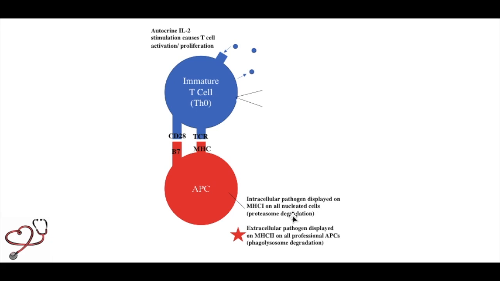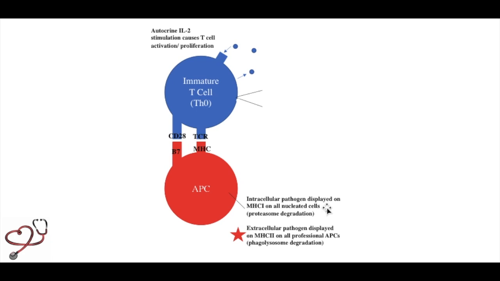Now, the second kind of antigen-presenting cell has a special name, and that's professional antigen-presenting cells. Now, these guys normally display extracellular pathogen or antigen on MHC2. Extracellular pathogens include things like bacteria, and they degrade them through phagolysosome degradation. Professional antigen-presenting cells are only macrophages, dendritic cells, and B cells or B lymphocytes, which is different from regular antigen-presenting cells, which are all nucleated cells, right?